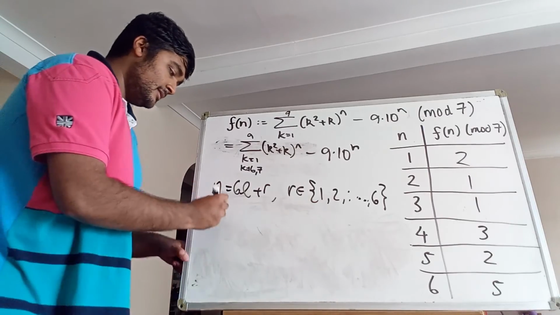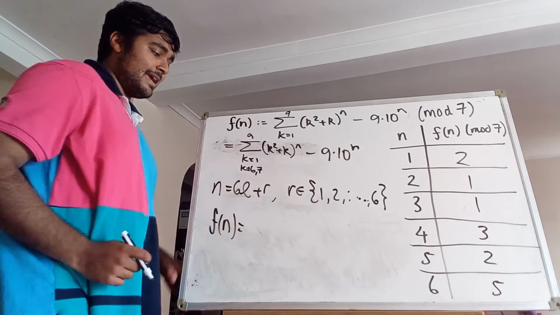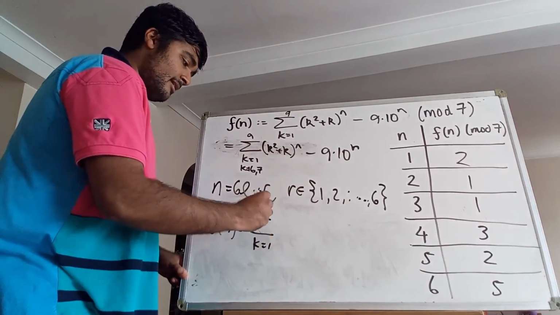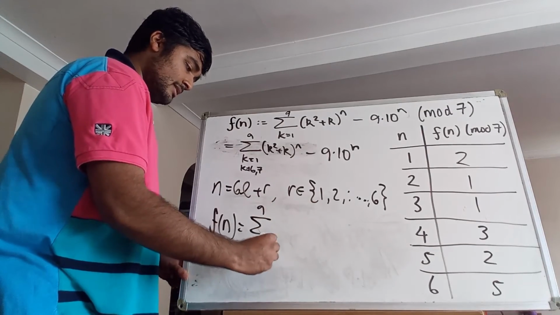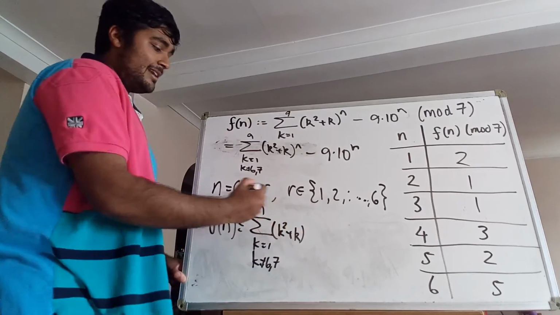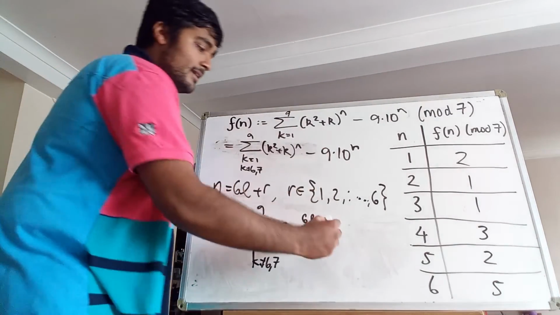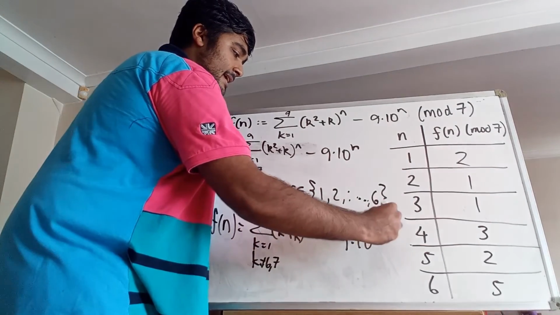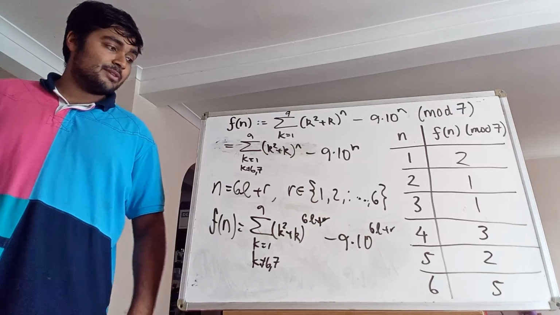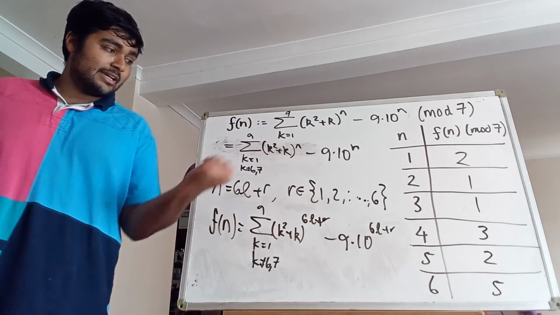So f of n is just this guy here, evaluated at n equals 6L plus R. So the sum from k equals 1 to 9, but k does not equal 6 or 7, of k squared plus k, to the n, which is just 6L plus R, minus 9 times 10 to the 6L plus R, like so. But now we can use Fermat's little theorem, because a to the 6 is congruent to 1 mod 7, and we're looking at this guy here, mod 7.